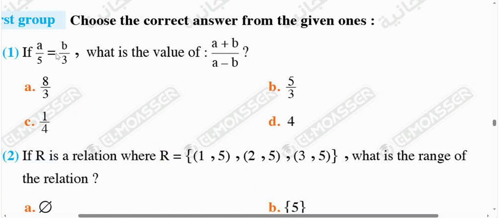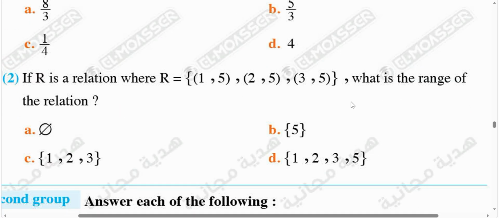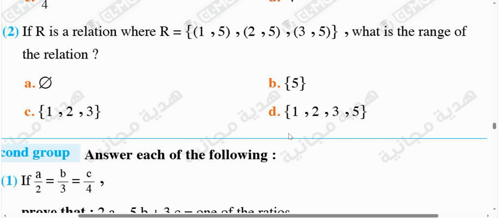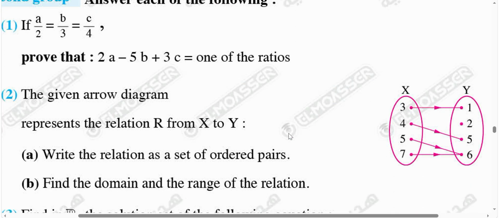Find a plus b equals 5, and 5 plus 3 is 8, divided by 2 equals 4. And here he gives me the relation. He wants to find the range. The range is second projection 5 or 5, it will be 5. You can solve this also. It's an easy question. Put the constant k, and the value of a equals 2k, b equals 3k, and c equals 4k, and then use this relation to find the k.